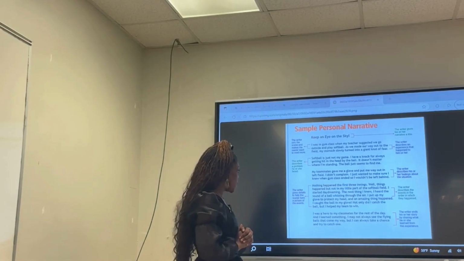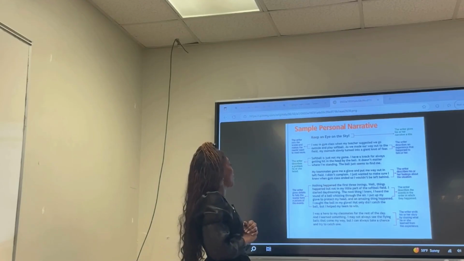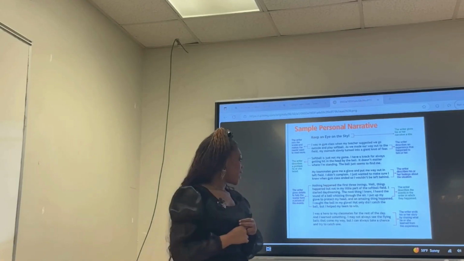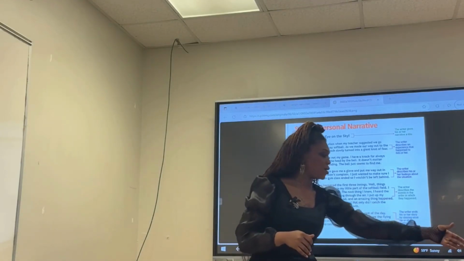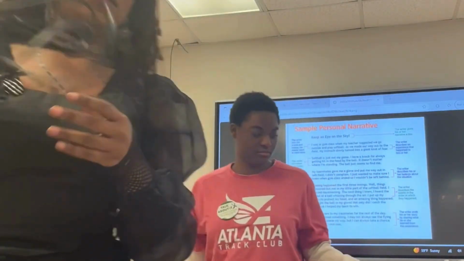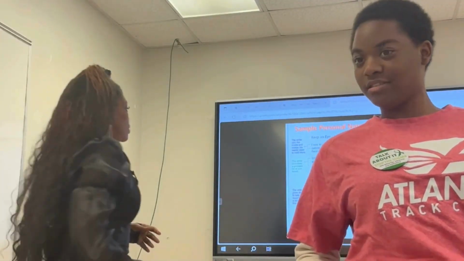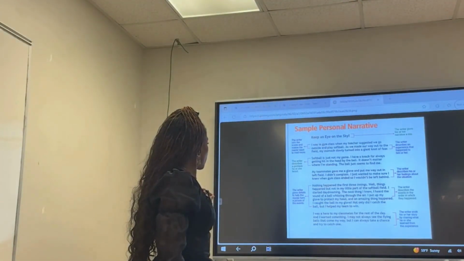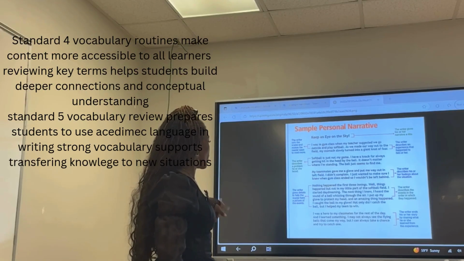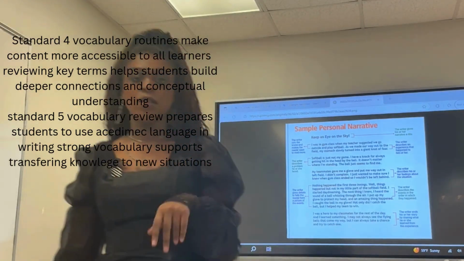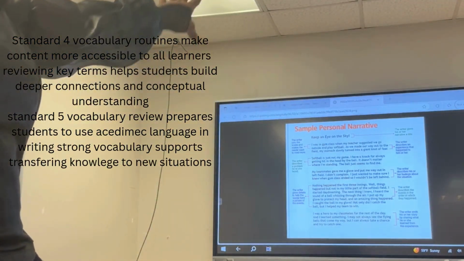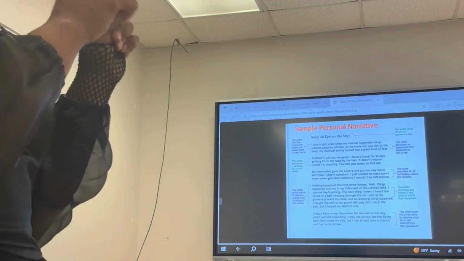I put my glove up to protect my head, and an amazing thing happened. I caught the ball in my glove. Not only did I catch the ball, but I helped my team. I was a hero to my classmates for the rest of the day, as I learned something. As I learned something, I may not always see the flying balls that come my way, but I can always take a chance and try to catch one." So this is an example of a narrative writing up there, and yours is going to look a little bit similar to this.